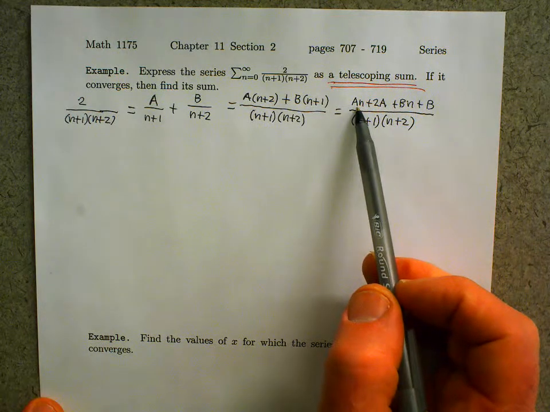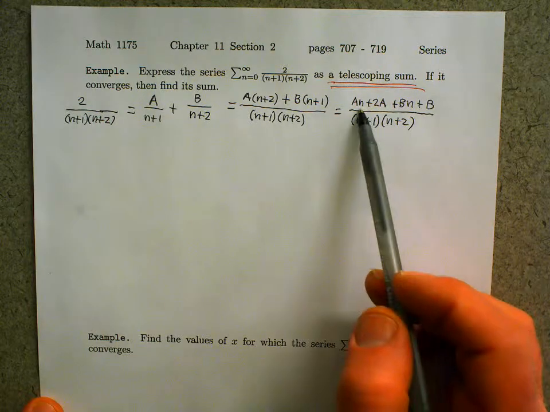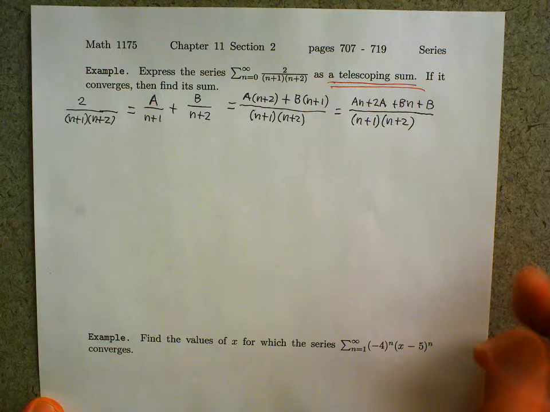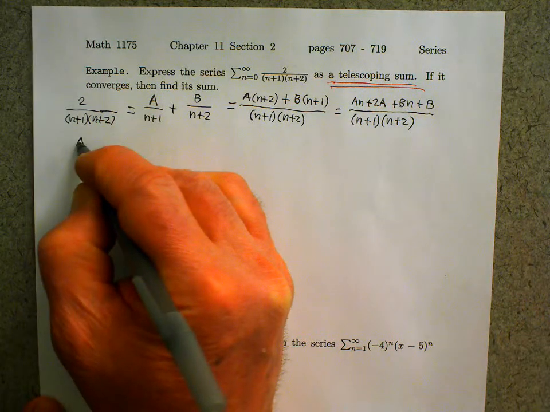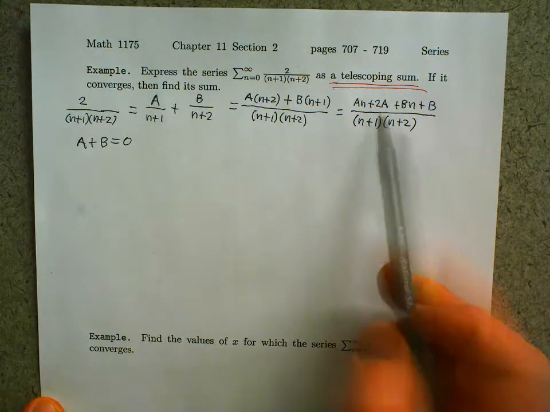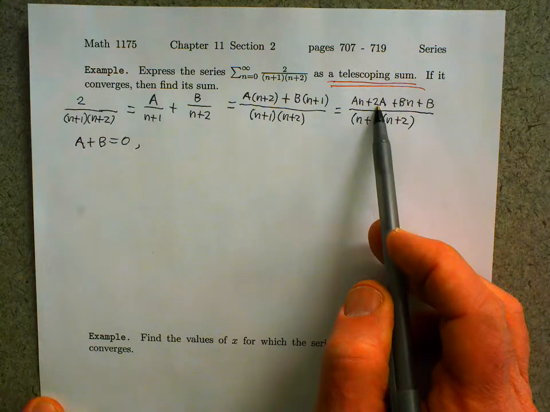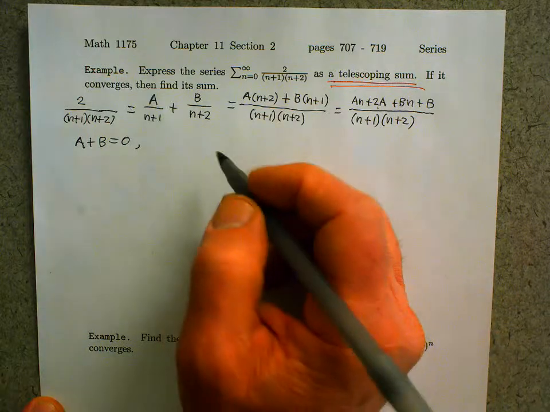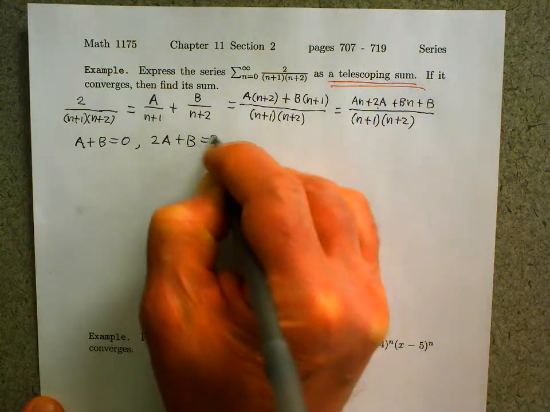So that means, since there's no n term, that an plus bn is 0, or the coefficient a plus b is 0. So a plus b must be 0. And the constants, 2a plus b, that has to equal the constant 2. So 2a plus b equals 2.